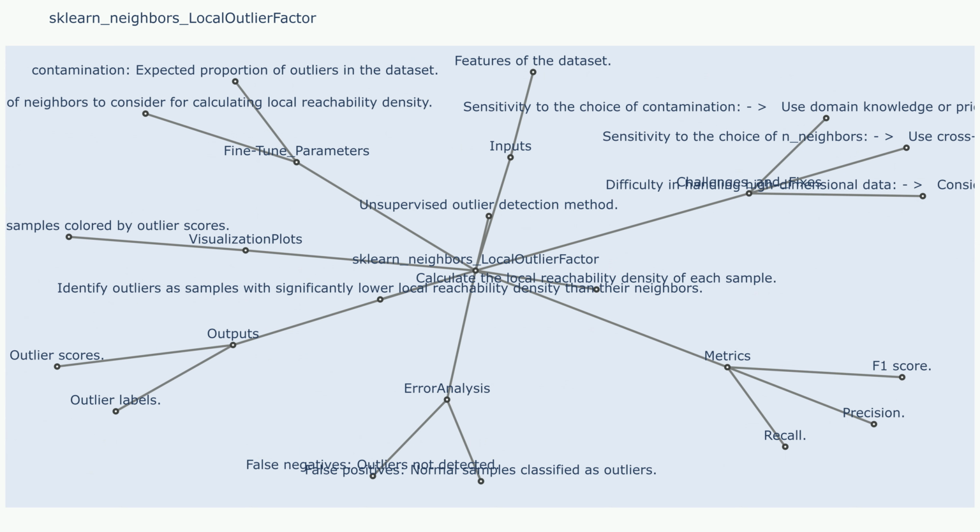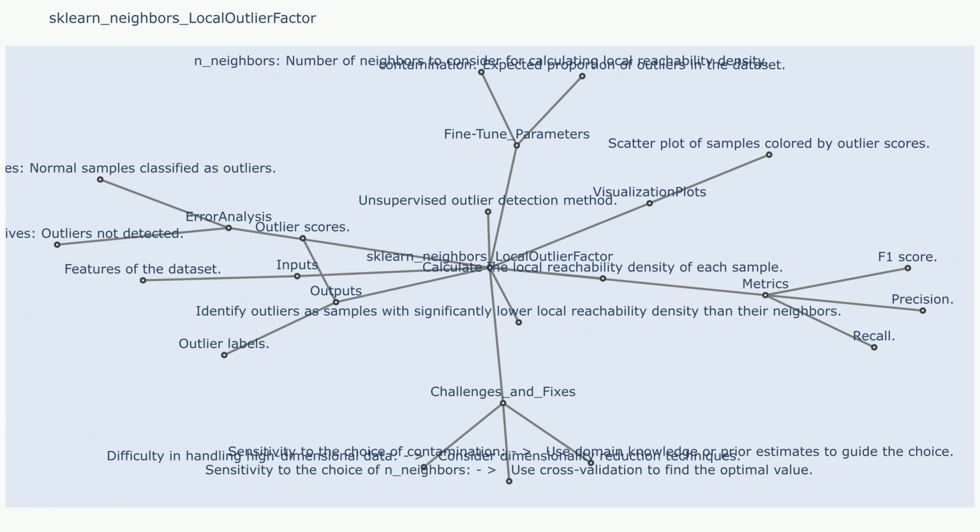Steps: 1. Nearest neighbor calculation. The algorithm calculates the k nearest neighbors for each data point in the dataset, where k is specified by the n_neighbors parameter. 2. Local reachability density for each data point. The algorithm computes the local reachability density (LRD), which measures the density of the neighborhood surrounding the data point.